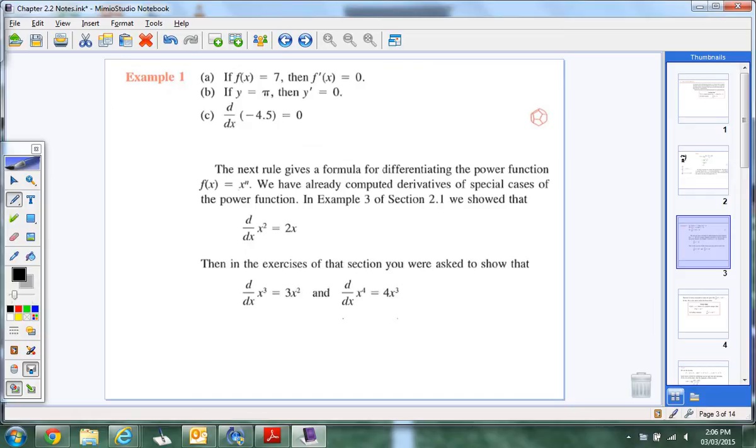If f of x equals 7, then f prime of x equals 0. If y equals pi, then y prime equals 0. And the derivative with respect to x of negative 4.5 is also 0. All three are constants, so the derivative is 0. 7 is a constant, and pi is still a constant. It's a number, not a variable. Derivative with respect to x, that's what d over dx means, of something without an x is 0.